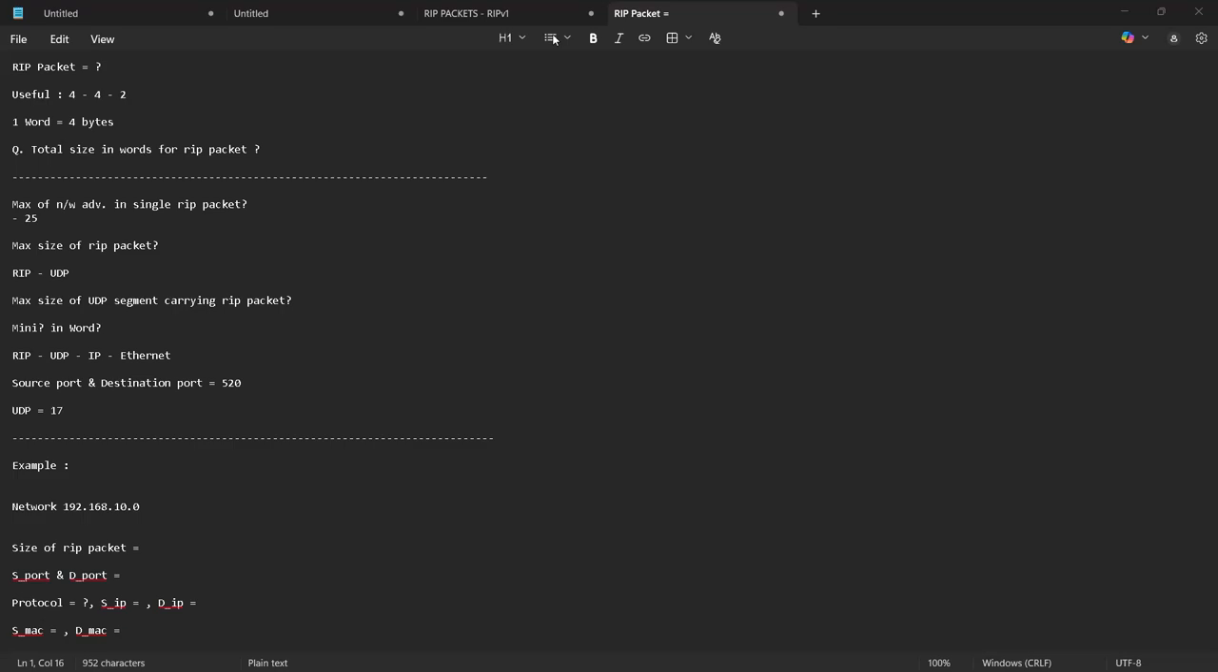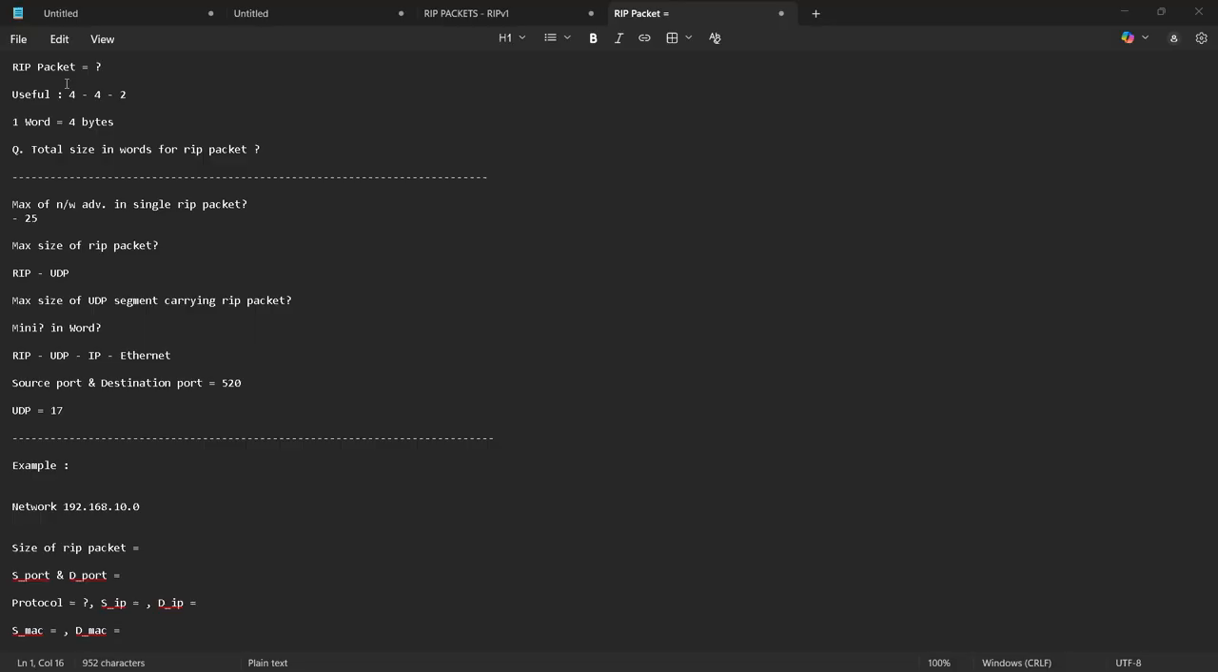Hi everyone, my name is Bhavishya, and in this lecture, let's pack the RIP packet what we have left it to. So, what is the total size of the RIP packet? So, the total size of the RIP packet is, if you look at the header, the size is 4 bytes, and if we look at the rest part for each network, that is 20 bytes.